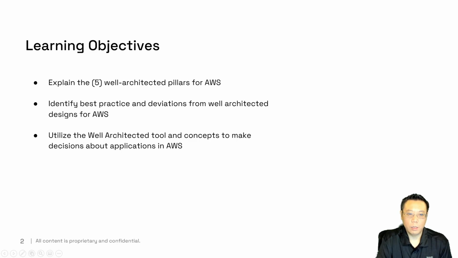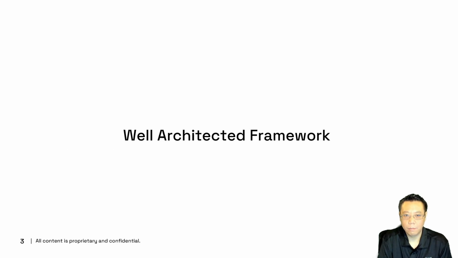Our learning objectives include explaining the 5 well-architected pillars inside AWS. We want to identify the best practices and deviations from well-architected designs, as well as anti-patterns for non-well-architected designs. You will also utilize the well-architected tool inside your lab and understand the concepts and business decisions behind conscious choices on how to get your workload inside AWS safely, securely, and optimized for your business needs.